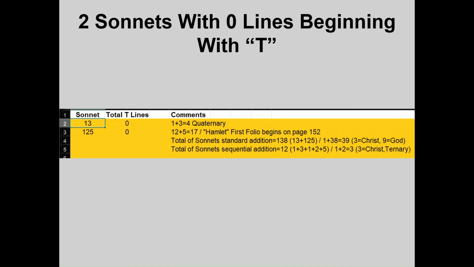Adding the numbers numerically, which I'll refer to from here on out as sequentially, because I think it makes it a little more plain, 1 plus 3 plus 1 plus 2 plus 5 results in 12, which added together results in another 3. We also have with 13, 1 plus 3 resulting in 4, the quaternary, and with 125, we can break that up to 12 plus 5 equaling 17, one of Oxford's numbers, and not coincidentally, a similar number to the page number Hamlet begins on in the first folio.